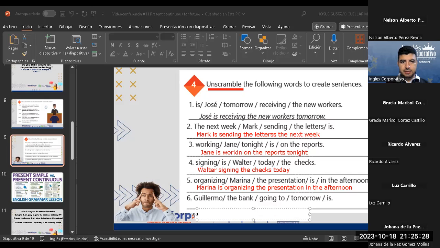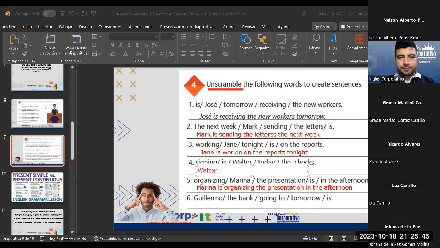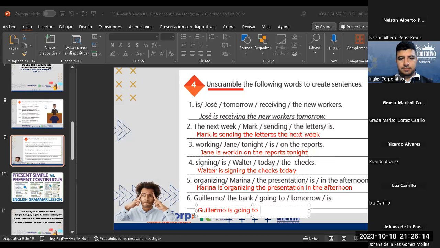Six? Or which one? Walter is? I'm sorry. Yeah, that's it. Walter is. Lo más importante se me olvidó. Thank you for correcting me. He's signing the checks today. Okay, what about Guillermo? Any other? Guillermo is going to the bank tomorrow. Perfect. Practically, here we have the sentences. You did it really good.